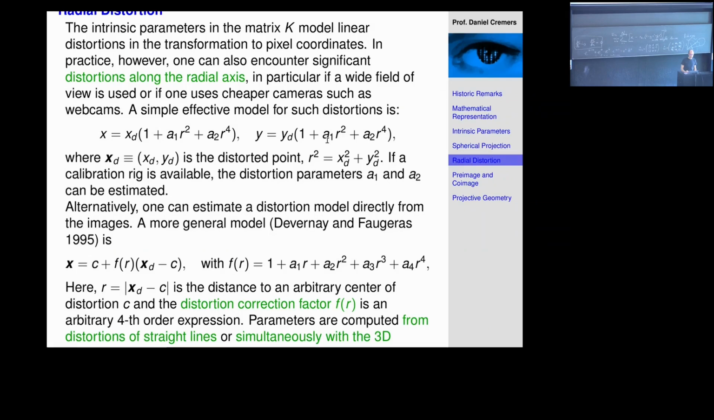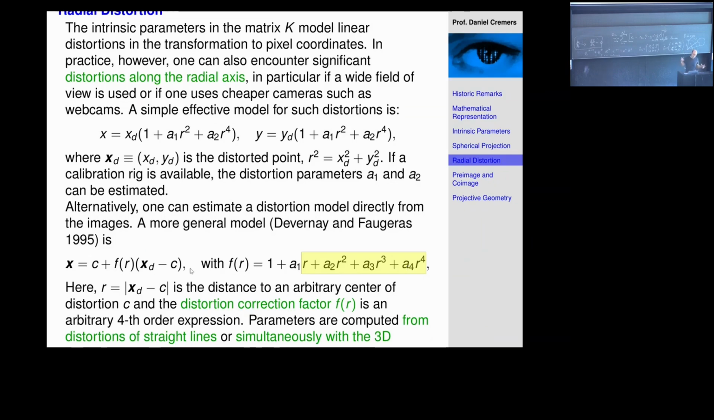Now this is a fit that has 2 degrees of freedom. If you really want to be more accurate, you can always be more accurate. For example, you could take r to the power of 6 and r to the power of 8, or as you see here, you can even take the odd powers if you want. r squared, r cubed, r to the 4 with parameters a1, a2, a3, a4.